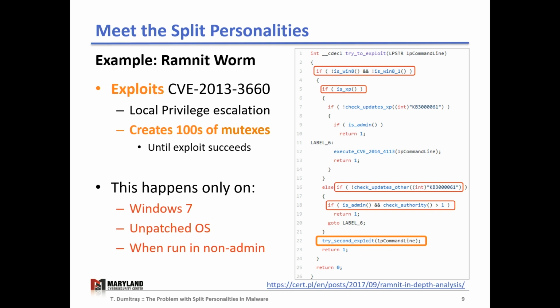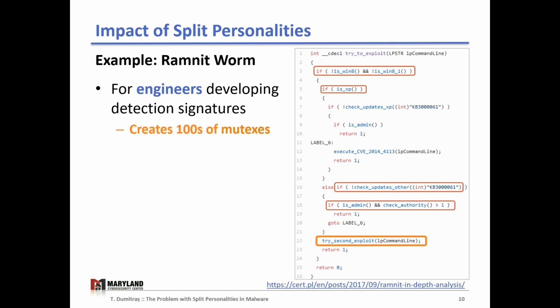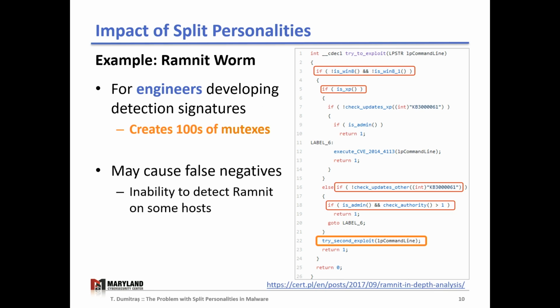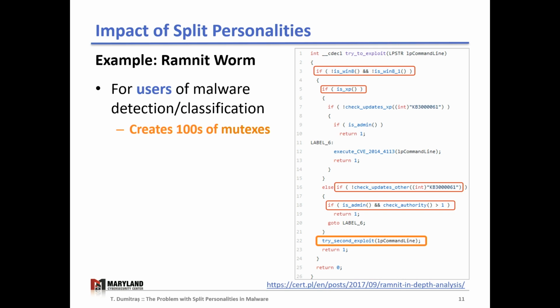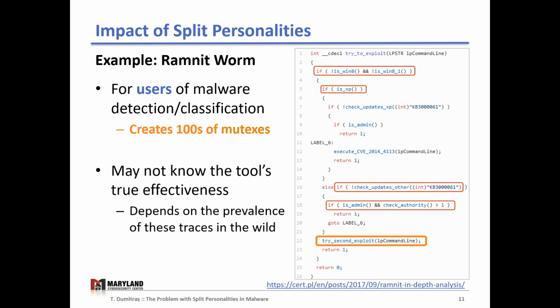So who cares? Well, if you are an engineer developing malware detection signatures, and you base your signature on the trace that includes these hundreds of mutexes, this signature may be ineffective on hosts that have been patched, or where the worm is running in admin mode. Now, if you are a user of tools that include signatures based on these types of traces, you may not know the true effectiveness of the tool, because this will depend on how prevalent this trace is in the wild. If it accounts for 1% or for 99% of the traces in the wild, you will see very different results. And what's worse, even the vendor will be unable to estimate the effectiveness without collecting traces in the wild.